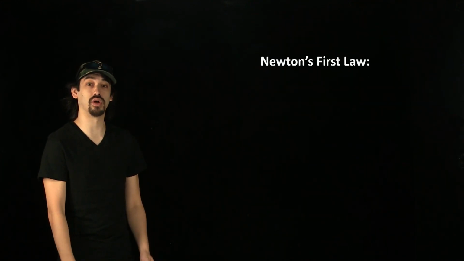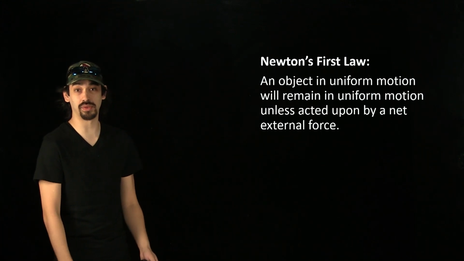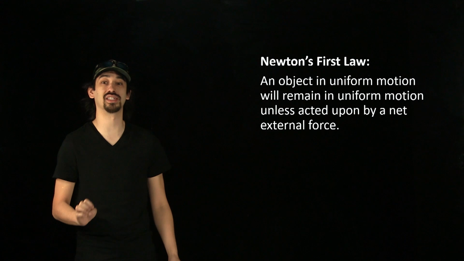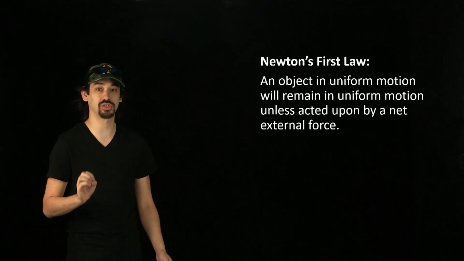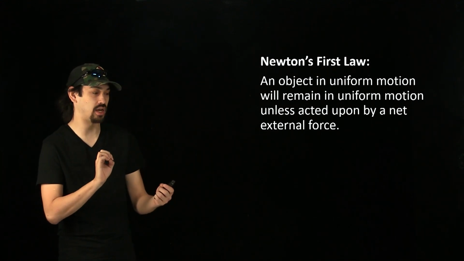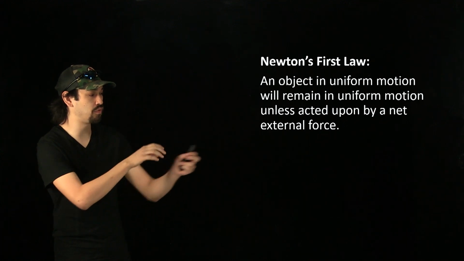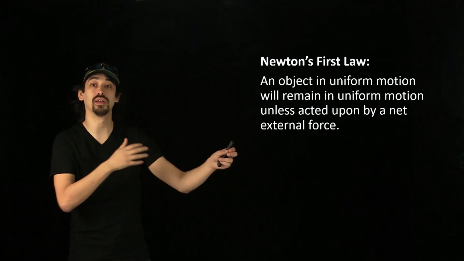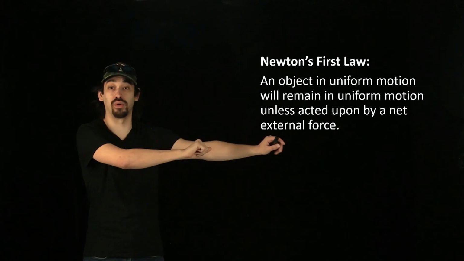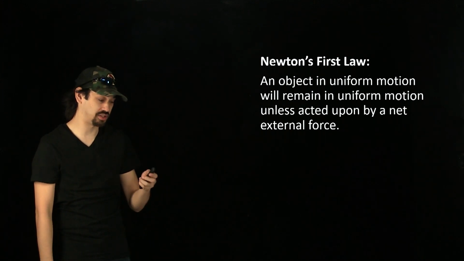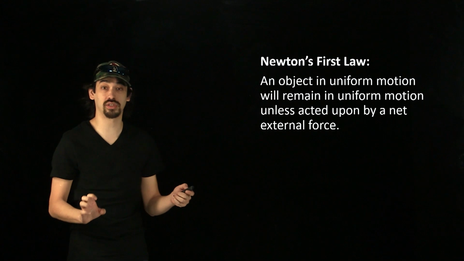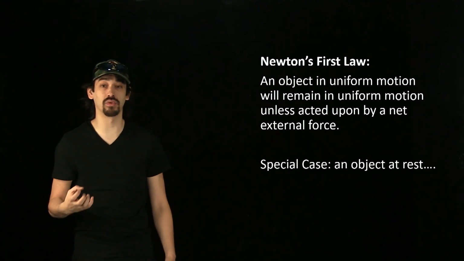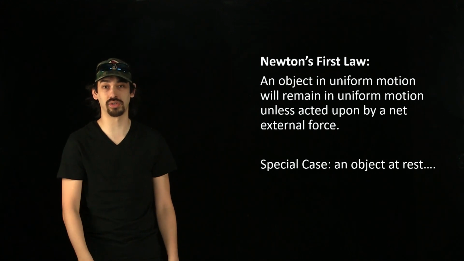The first of Newton's laws is the statement that an object in uniform motion will remain in uniform motion unless acted upon by a net external force. So this is to say, if something is moving with some constant velocity, if no force acts on it, it's going to continue on forever without any change in velocity. The special case of this law is to say that an object at rest will remain at rest unless acted upon by an external force.